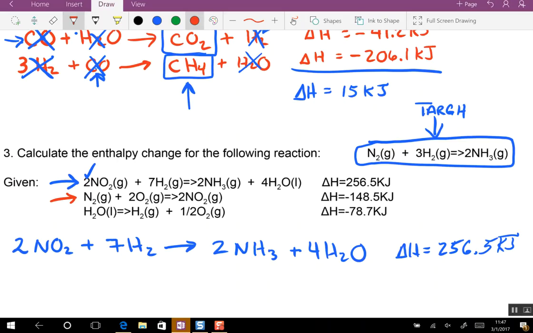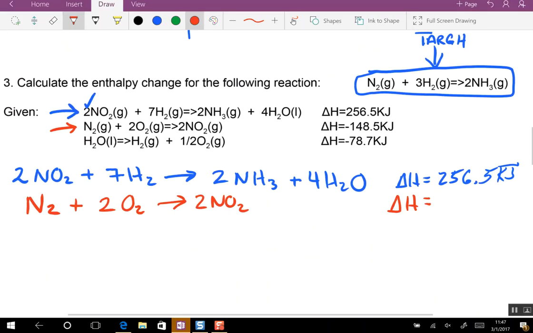Now, the next equation, let's switch colors. Does number two have what we need? As N2, does it have the correct amount, and is it on the right side? Yes. Guys, the question you ask is, does it have the correct amount, and is it on the correct side of the equation? And it is. So N2 plus two O's goes to make 2NO2. And we didn't mess with it.